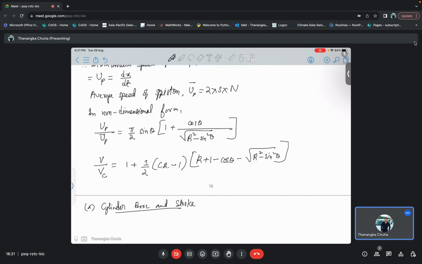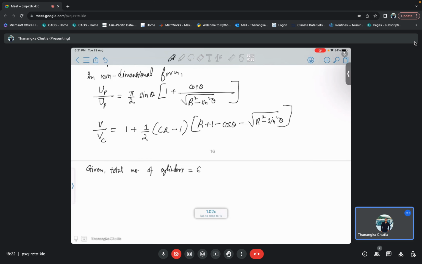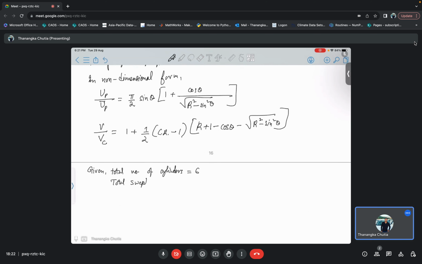Oh, before that I have not written the given things. Let me write it once again. Okay, what is given: total number of engines is equal to 6. Not engine, actually it should be cylinders. So total number of cylinders is equal to 6. Okay, total swept volume is equal to what?